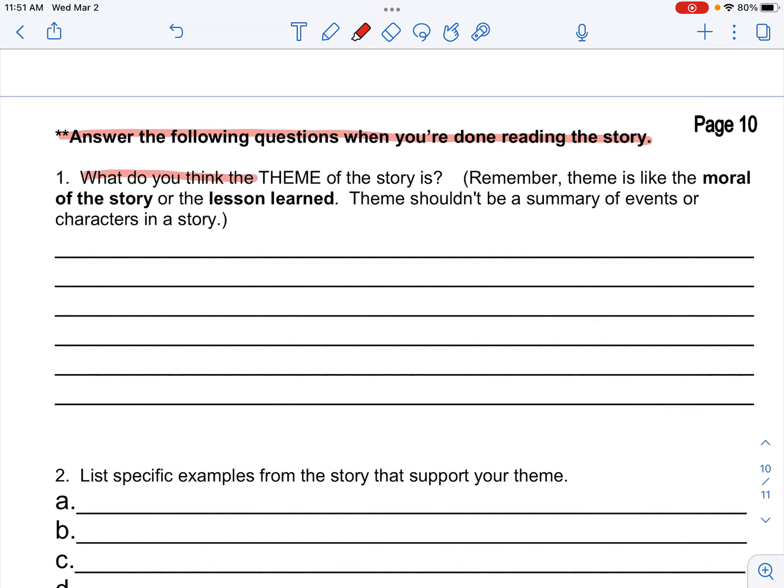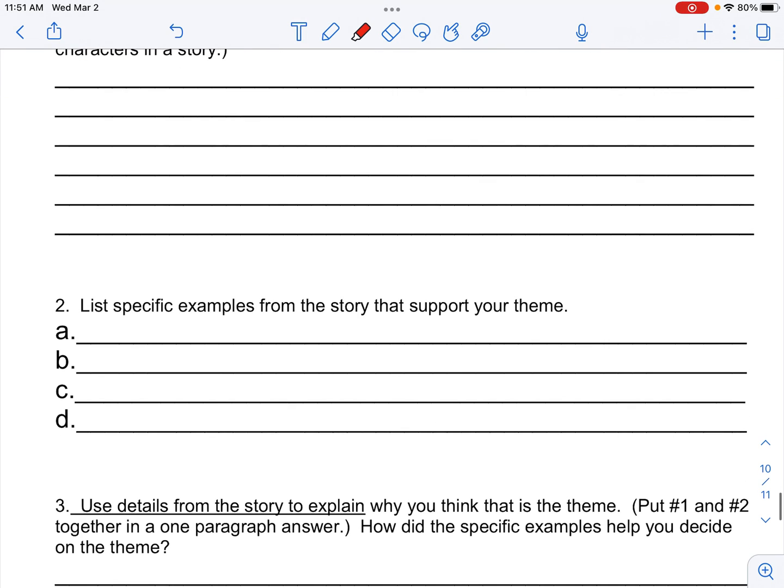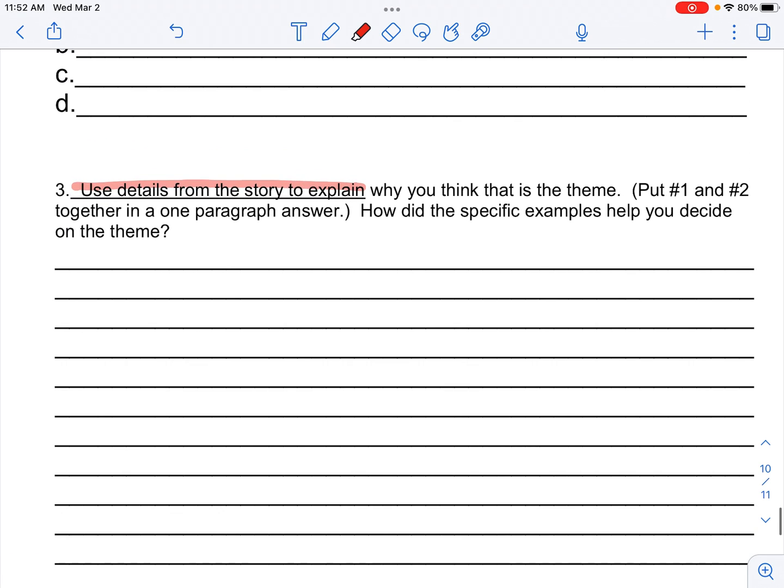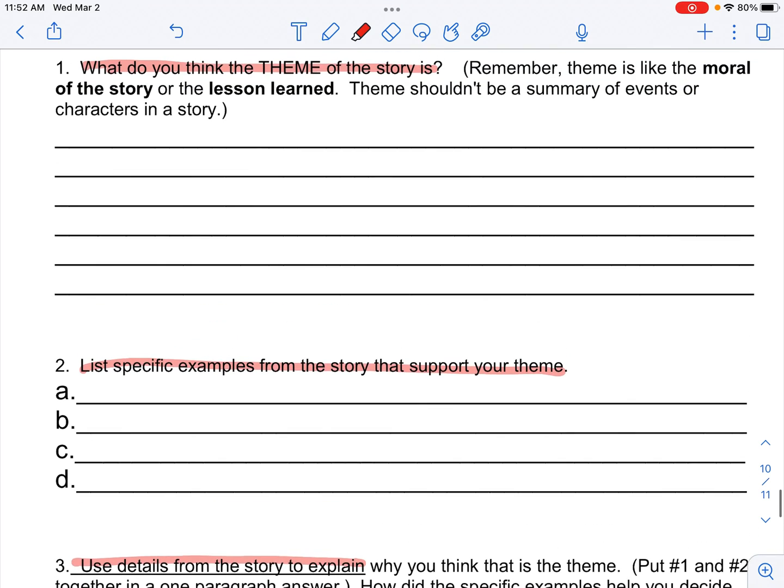Okay? So what is the theme? List specific examples. You should be doing this by Friday. Use details from the story to explain why you think that is the theme. Put 1 and 2 together in one paragraph and answer: how did the specific example help you decide that that's the theme? So this is where you're going to summarize and tell me about this theme.